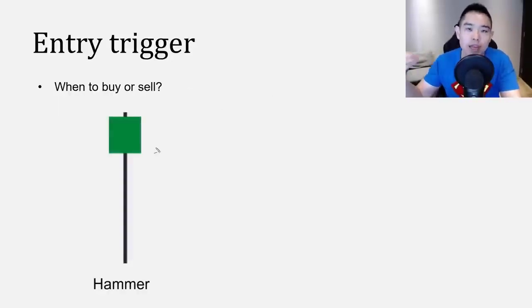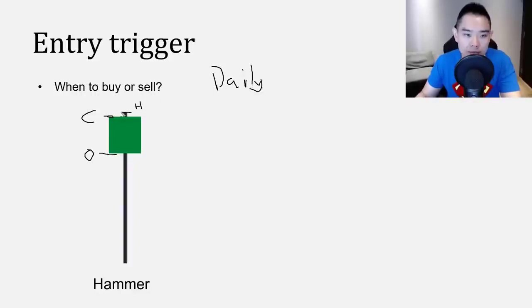So when you see a hammer candlestick pattern on your chart, which you'll see shortly, what it tells you is that the market opened at this price and closed at this level over here. This is the highest price point for the time frame. If you look at this hammer on the daily time frame, this is the highest price point for the day, and this low is the lowest price point of the day.